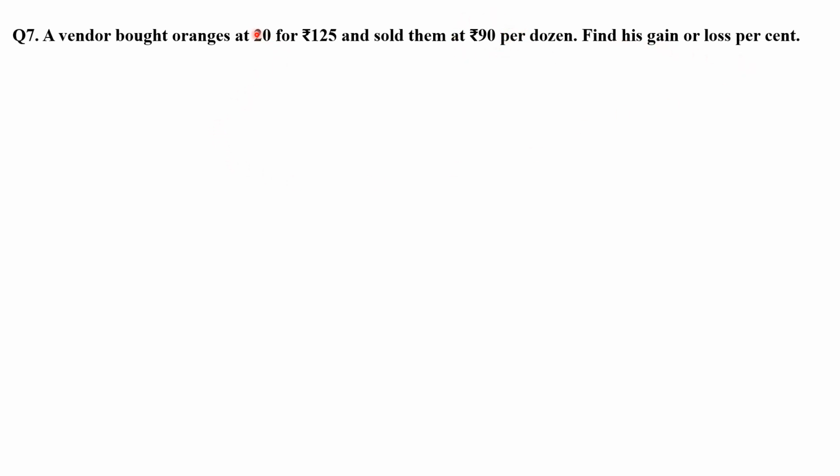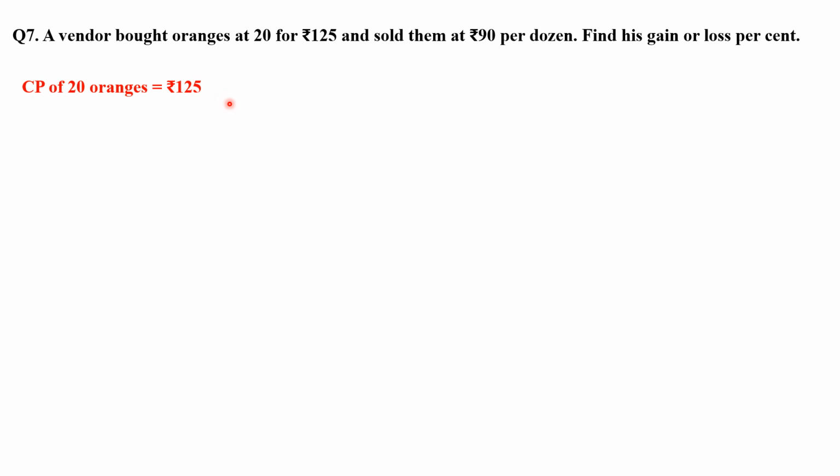Now see, the cost price is given for 20 oranges, selling price is given for 12 oranges. So with that value, you cannot find gain or loss. Why? Because the number of quantities are different. Here it is 20, here it is 12. So your first aim is to make the number of quantity the same. So better you find the cost price and selling price for one orange, and then we can easily check whether it is a gain or loss.